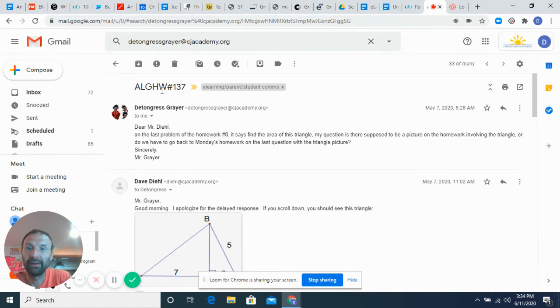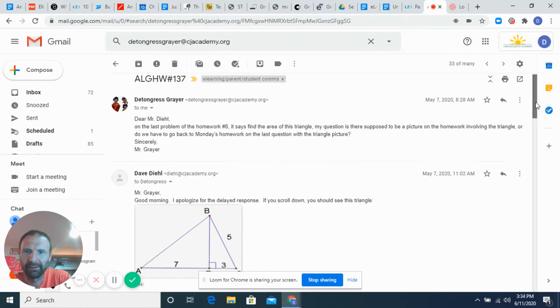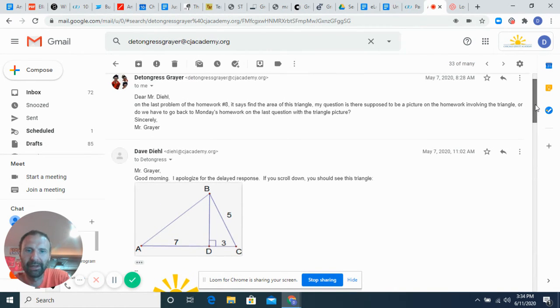And then he's giving me context, right? He's giving me the title of the assignment in the subject. So I know right away what I'm going to be reading about. He right away says on the last problem of homework number 8. So right away I know, okay, we're talking about number 8 on the homework, 137. He did not capitalize there, so that was a mistake. And then he asked this question. You'll notice here he doesn't even say, you forgot something on the homework. You forgot the triangle. He asked about it, right? He wasn't sure. And then I respond, and I give him the respect, Mr. Grayer, or so on.